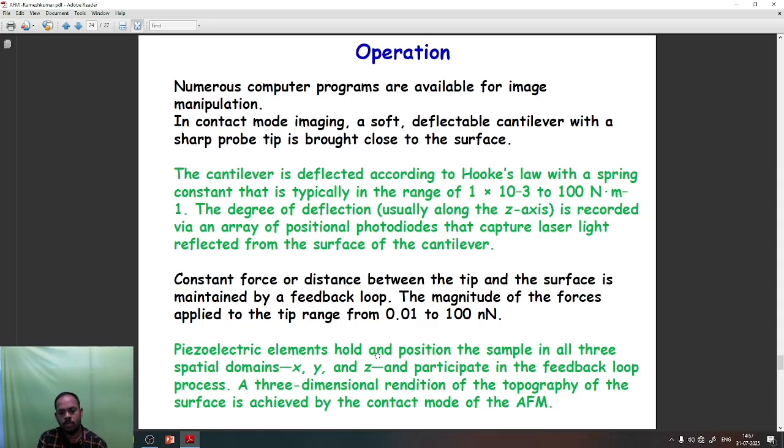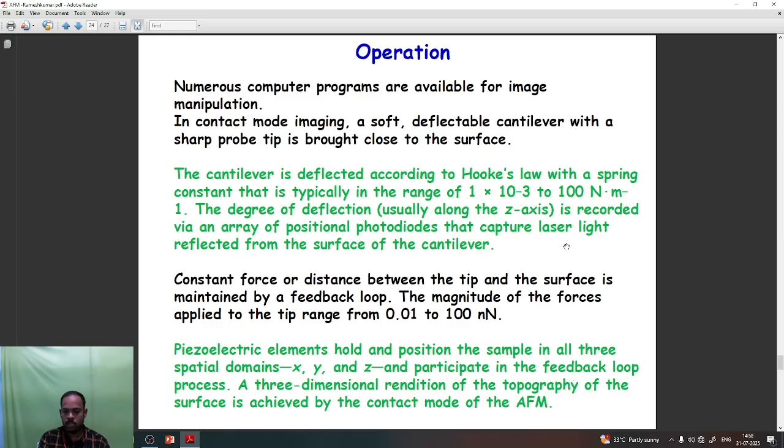Piezoelectric elements are there. They hold and position the sample in all three spatial domains, x, y and z, and participate in the feedback loop process. A three-dimensional rendition of the topography of the surface is achieved by the contact mode of the AFM.